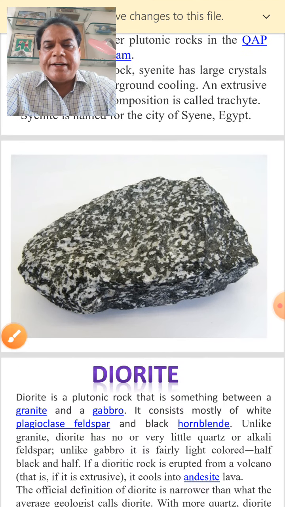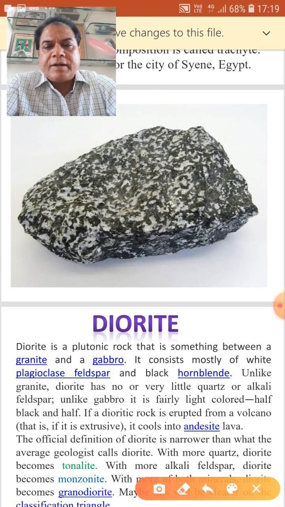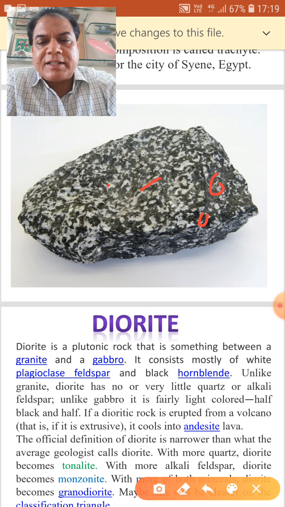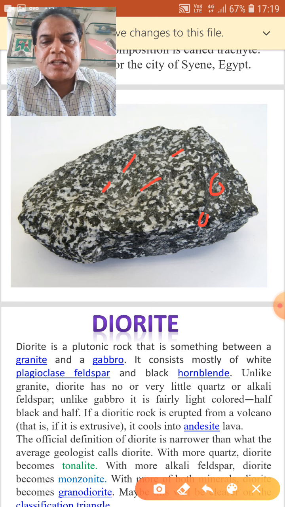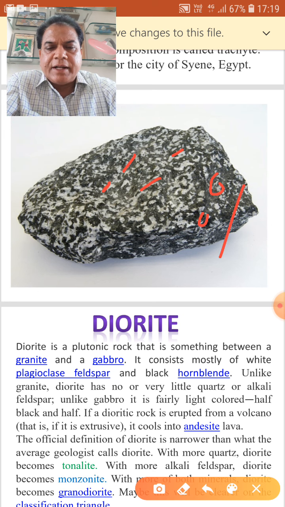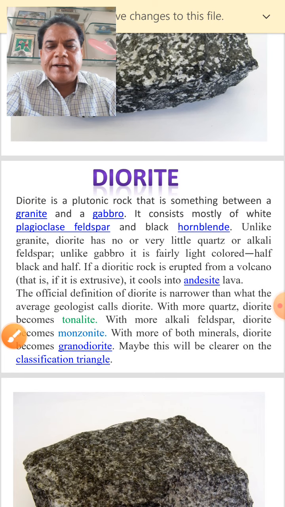Now this is your diorite. After syenite, diorite is more dark. You can very well see the dark colored minerals. These are mafic minerals, and the light ones are plagioclase. Diorite is a plutonic rock between granite and gabbro. It consists of white plagioclase feldspar, these white colored ones, and black hornblende. Right. So this is diorite, and we had seen the earlier sample, the volcanic equivalent of diorite, that is andesite. Right.